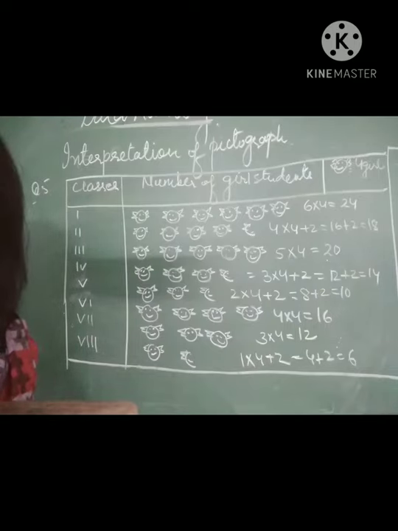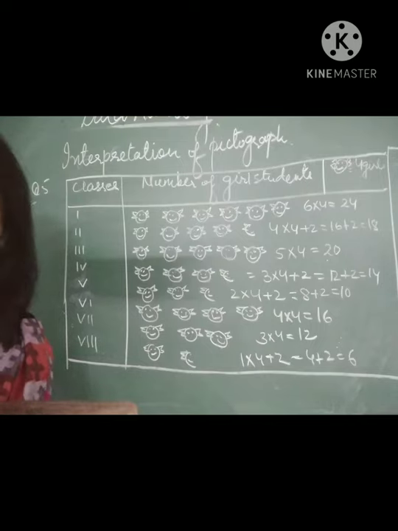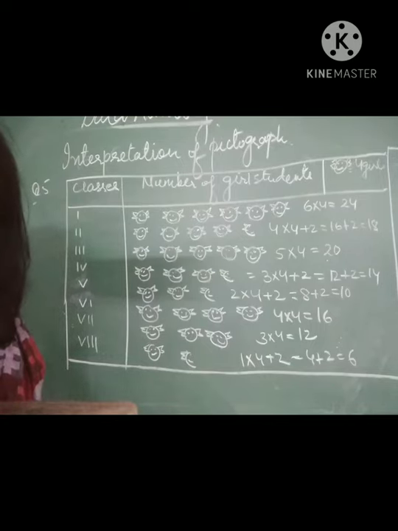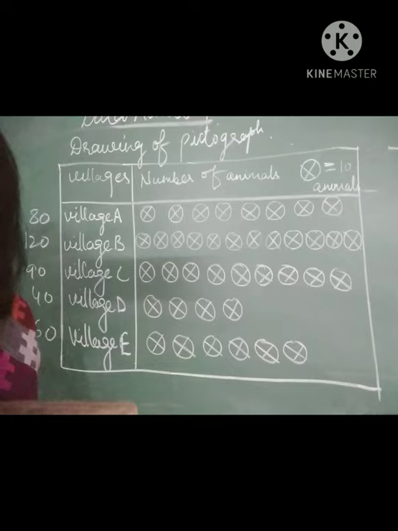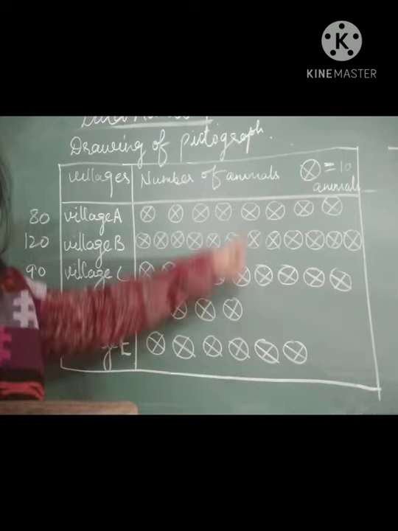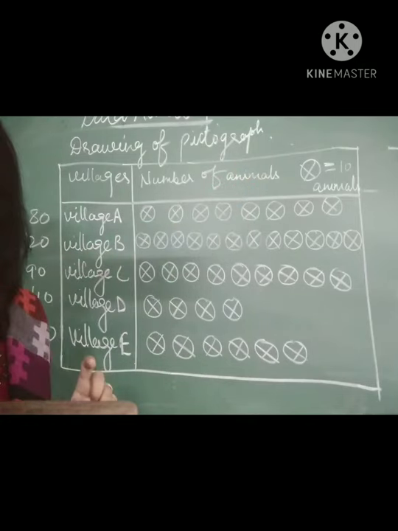Now we will learn how to make a pictograph for the given data. In exercise 9.2, see the first question. Information is given on how many animals there are in different villages A, B, C, D and E. So we have to draw the pictograph for the given information. How many animals are there in village A? 80, and the scale is already given in the question: one picture represents 10 animals.